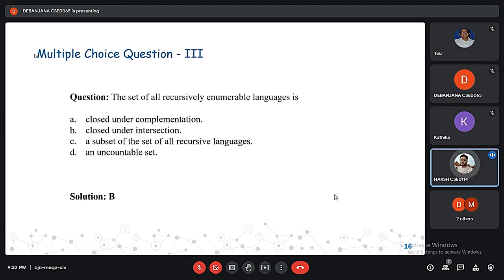Now moving on to question number 3. The set of all recursively enumerable languages is, options are A, closed under complementation, B, closed under intersection, C, a subset of the set of all recursive languages, D, an uncountable set. So the solution is option B. Now moving on to the next slide.